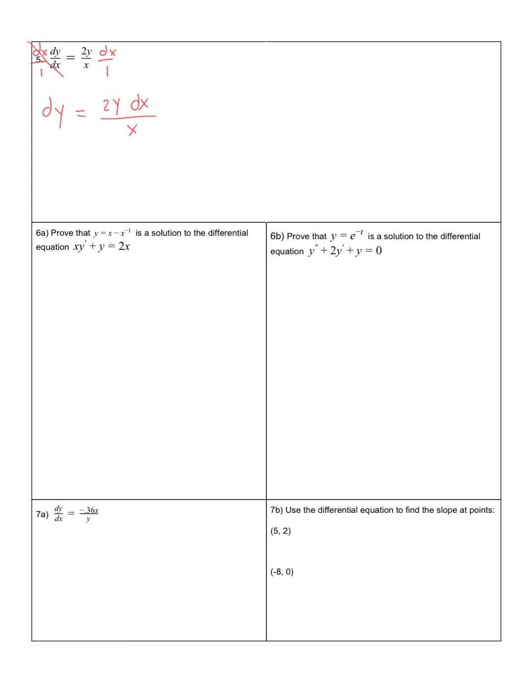Now we need to move this term right here, the term with the y. 2y needs to move over. So now we are going to divide both sides by 2y. Alright, so these are going to cancel. I am left with dy over 2y.